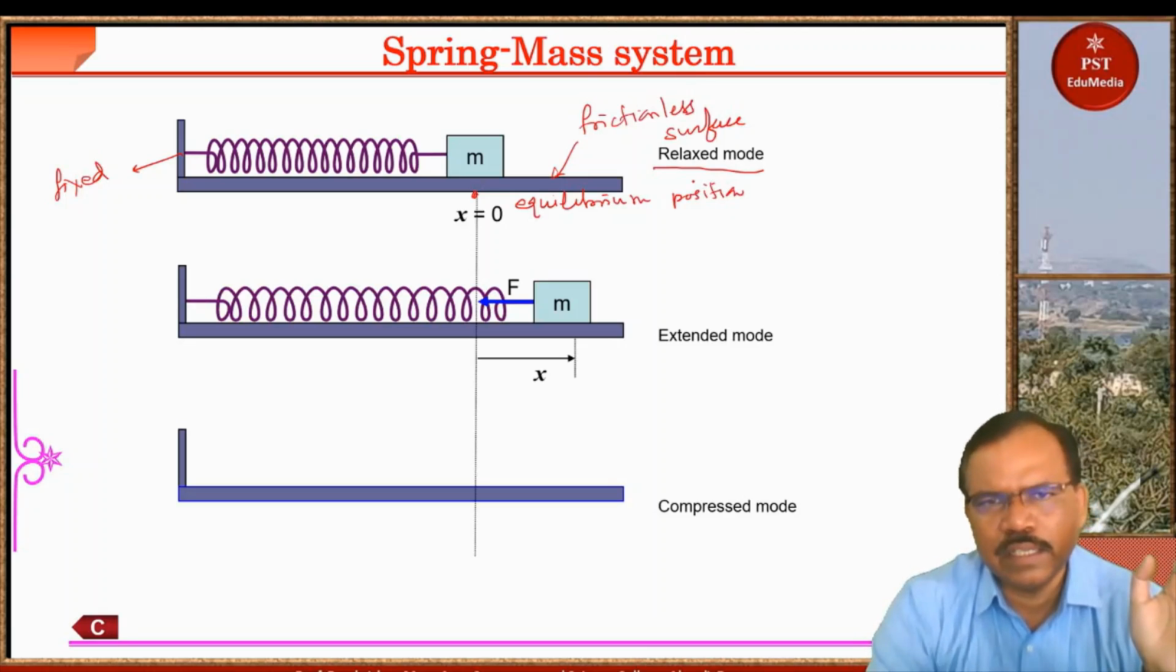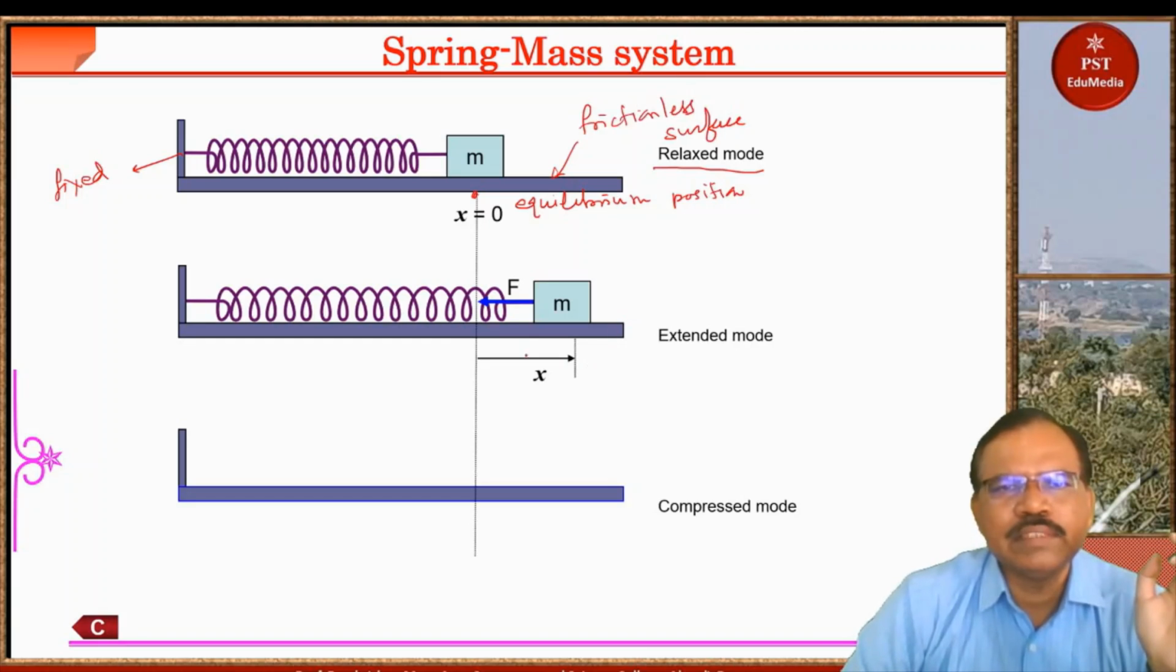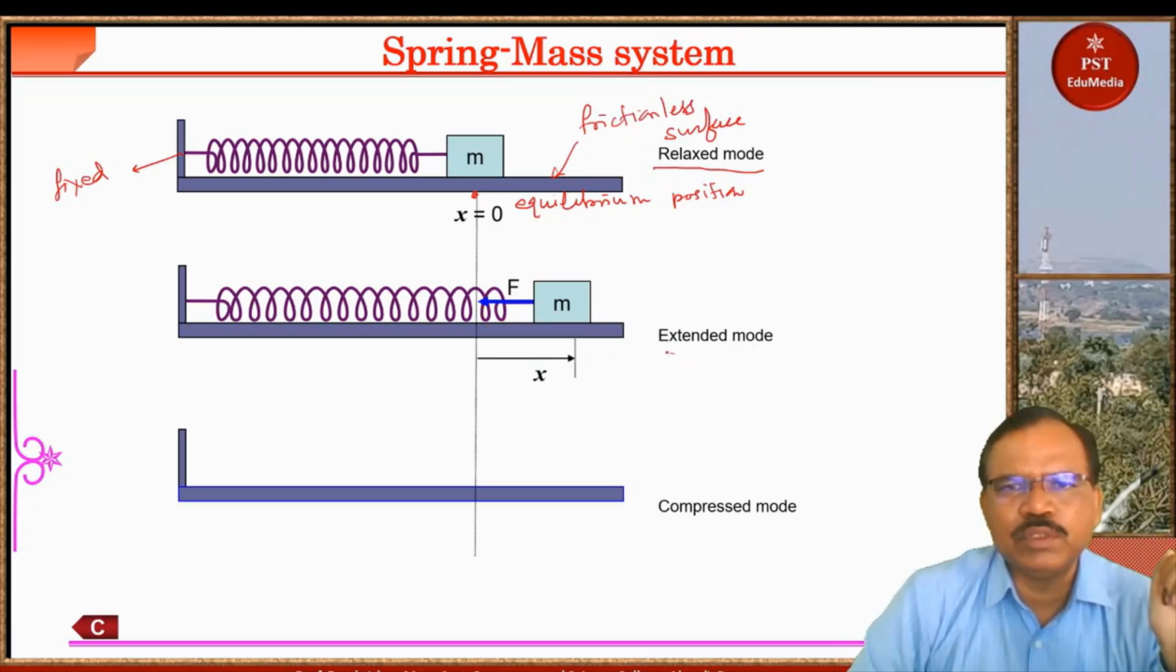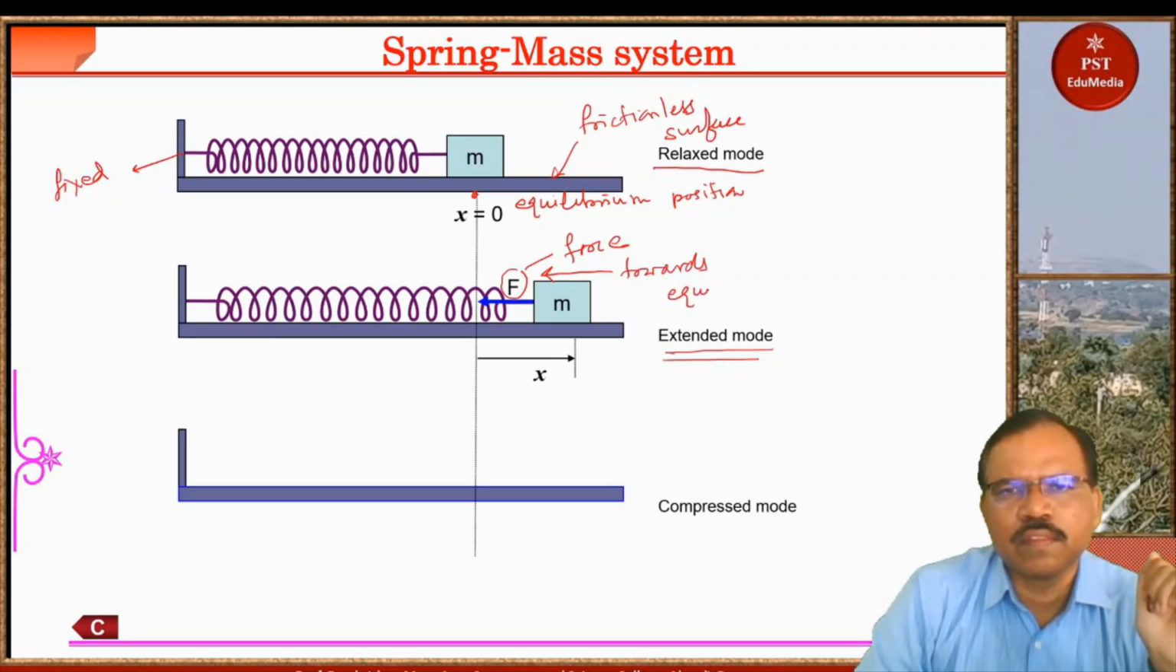But suppose we extend the spring, means we move the mass towards the right side. What happens here? It is displaced through x. Such a mode is called extended mode. So what happens in this case? A force F will act. The force will act towards the equilibrium position.